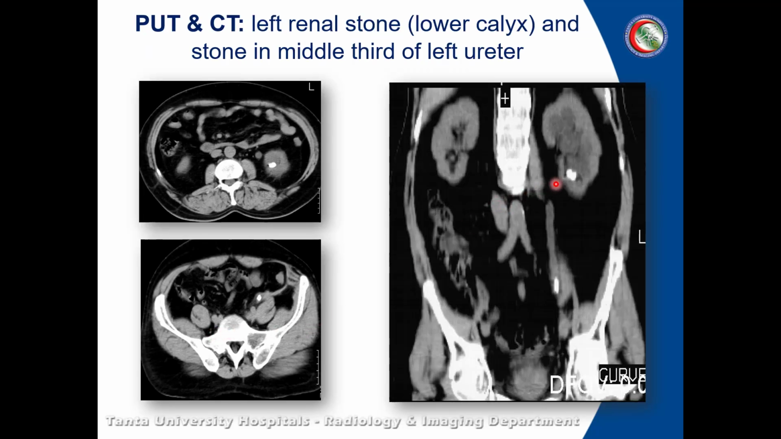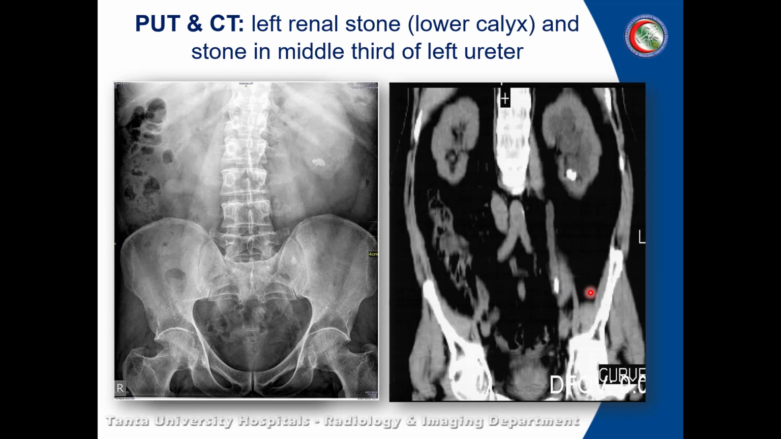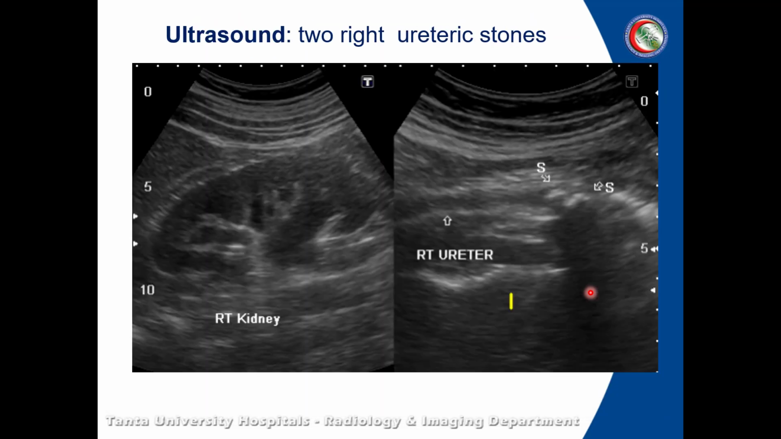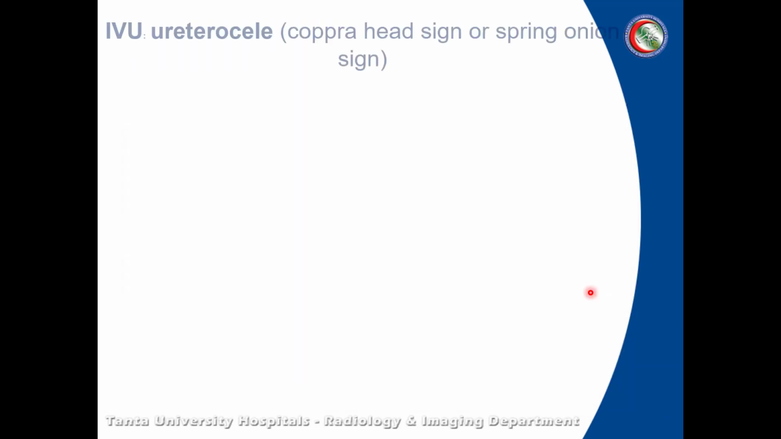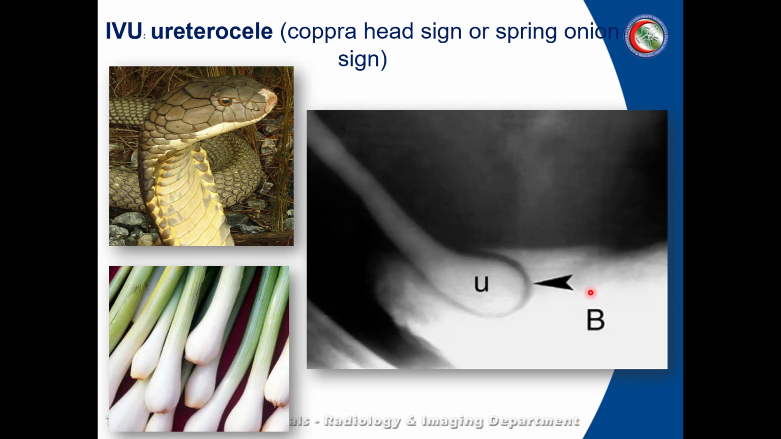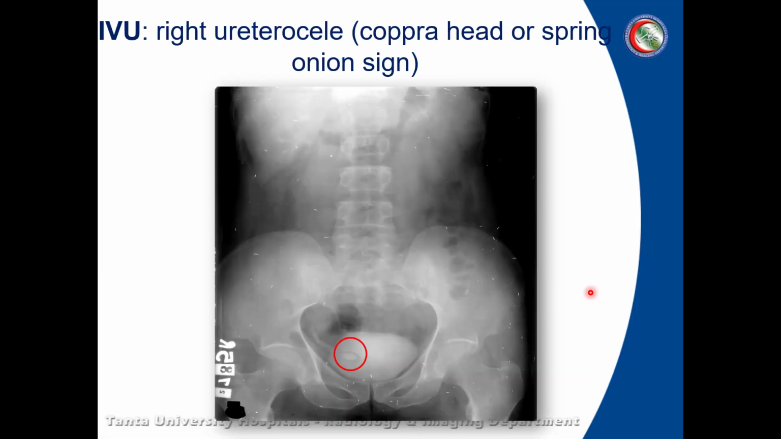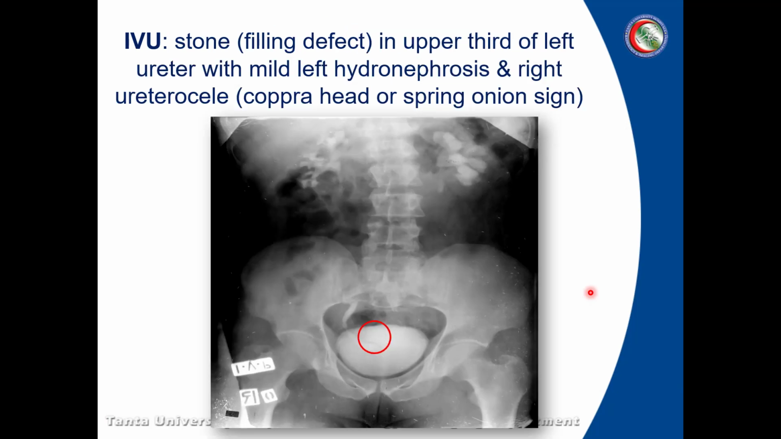CT showing left lower calyceal stone and the middle third of left ureter stone, and the same in PUT, ultrasound showing 2 right ureteric stones, IVU showing ureterocele, copperhead sign or spring onion sign, the same. Don't forget to write right or left. IVU showing right ureterocele and left upper third ureteric stone and mild hydroureteronephrosis.